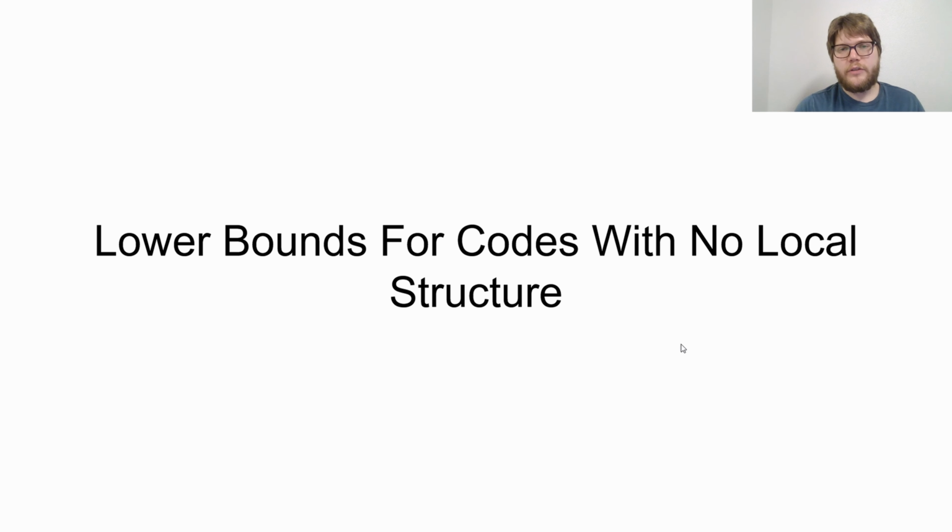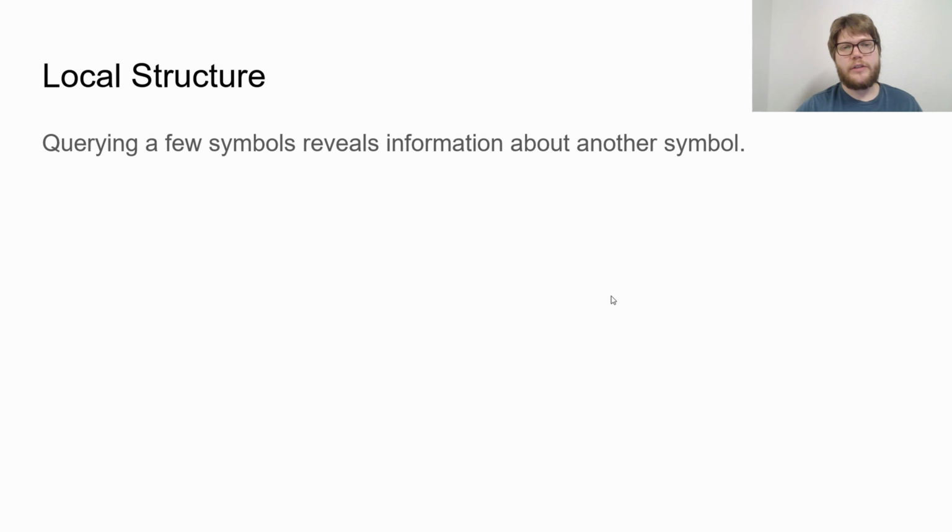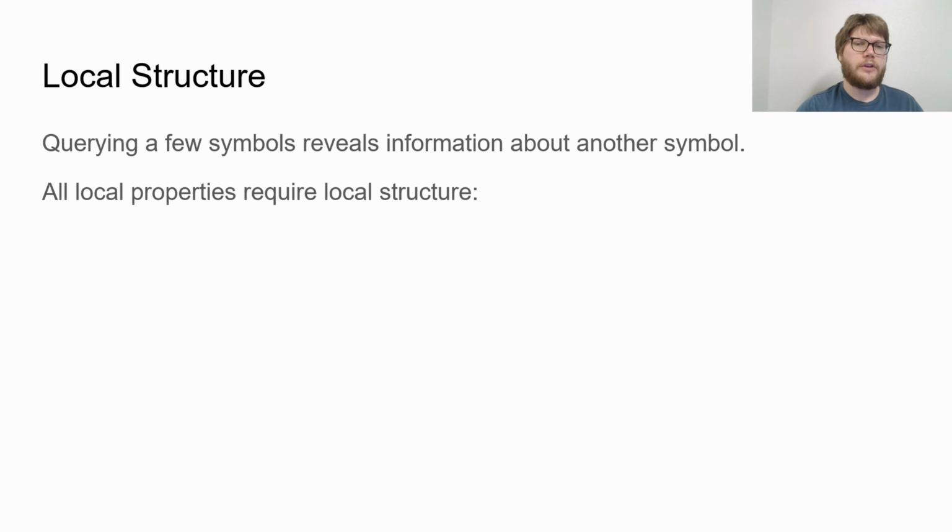Now, before we get to actually showing you how to do list decoding for Reed-Muller codes, we're going to show you a lower bound for encoding or decoding Reed-Solomon codes space efficiently. So local structure in our case is any code such that by querying a few symbols of the code word, you reveal information about another symbol of the code word.